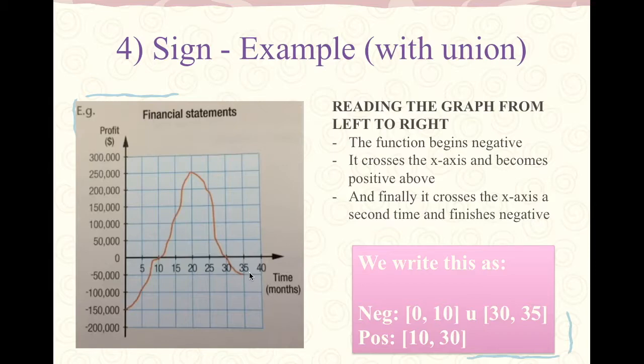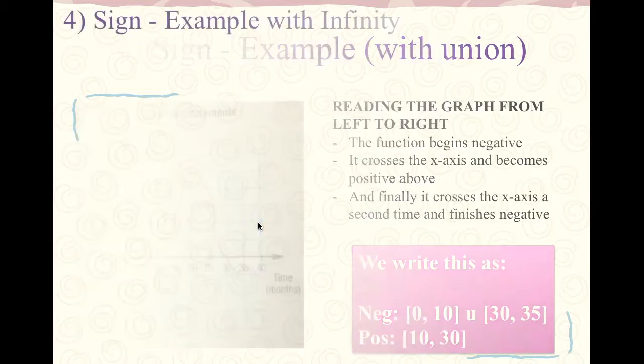So using this as a union, we say that it's negative from 0 to 10, not from 150,000, from 0 to 10. And then it's negative again from 30 to 35. So we do 0, 10, union, 30, 35. And the only time it's positive is from 10 to 30. That's it. Okay, interval notation, x values only.